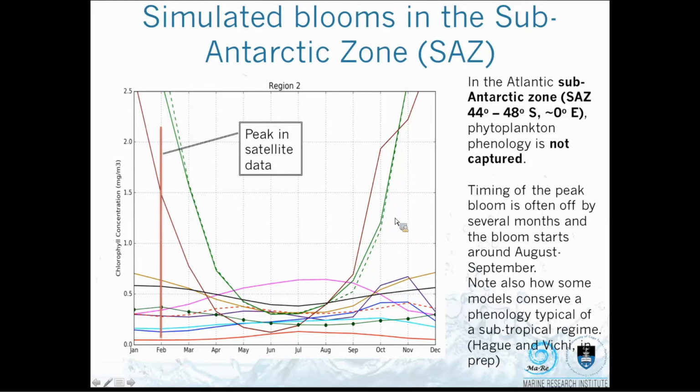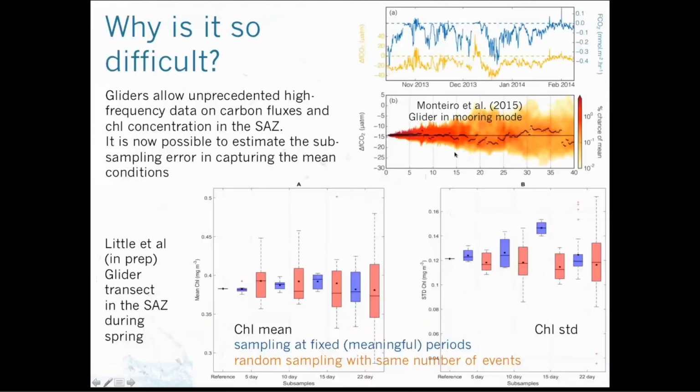The phenology, which is the timing of the peak of the bloom, the duration of the peak of the bloom, the characteristics of the bloom, as forced by physical drivers, are actually not well constrained in the Southern Ocean. Why is it so difficult? It is difficult because of the complexity, because of the many scales that are involved.